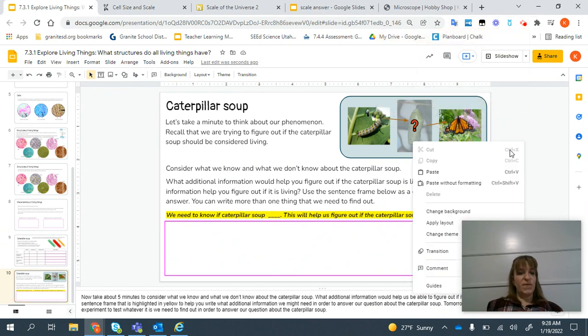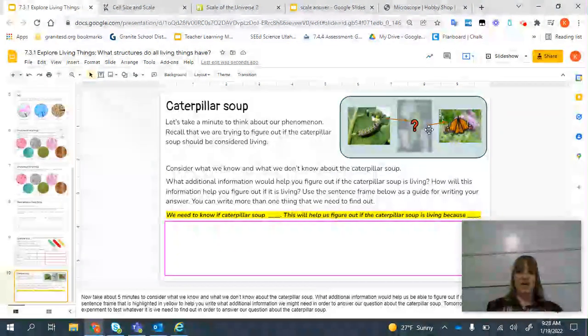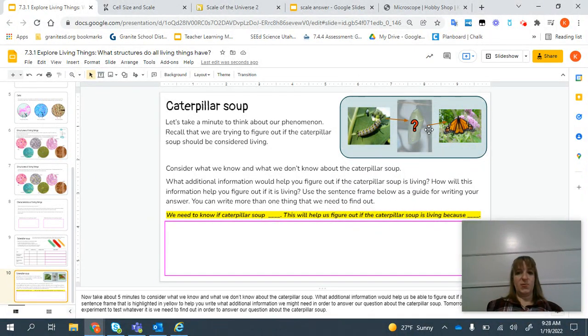All right, so hopefully you filled out your table on slide number 9. We are actually going to be using that same table in tomorrow's lesson, so make sure you get that filled out. We are now on the last learning activity. So let's take a minute to think about our phenomenon, which is the caterpillar soup. We know the caterpillars are living, we know that the result of the chrysalis is a butterfly or moth and they are living, but our question is still if the caterpillar soup, which is the intermediate stage, is living or not.